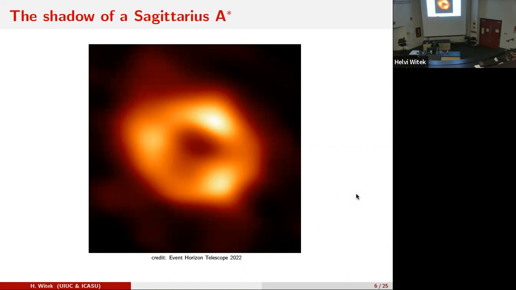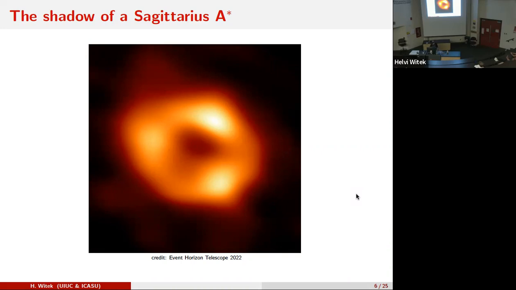If you're interested in measurements, I think what the Event Horizon Telescope collaboration is doing is really impressive, because they're connecting radio telescopes all across the globe to get the signal and use interferometry, very long baseline interferometry, to then get these images, for example, from the center of our galaxy.